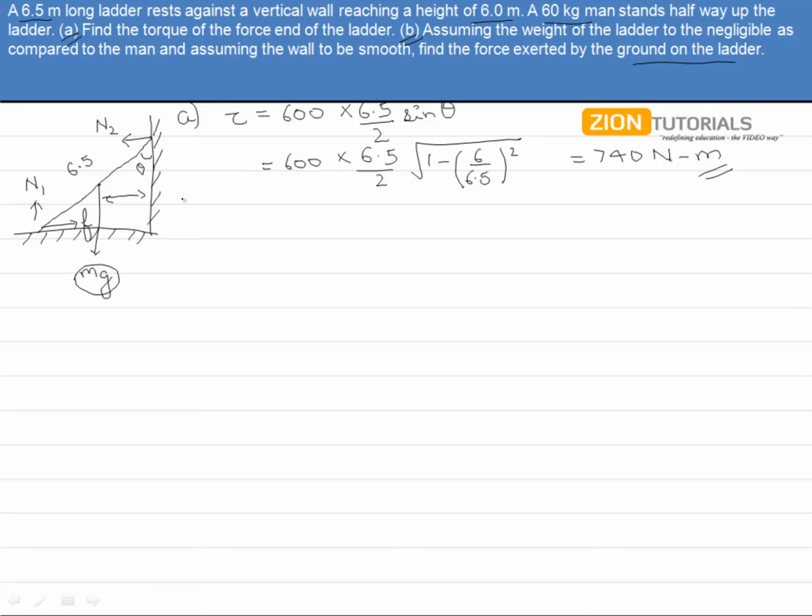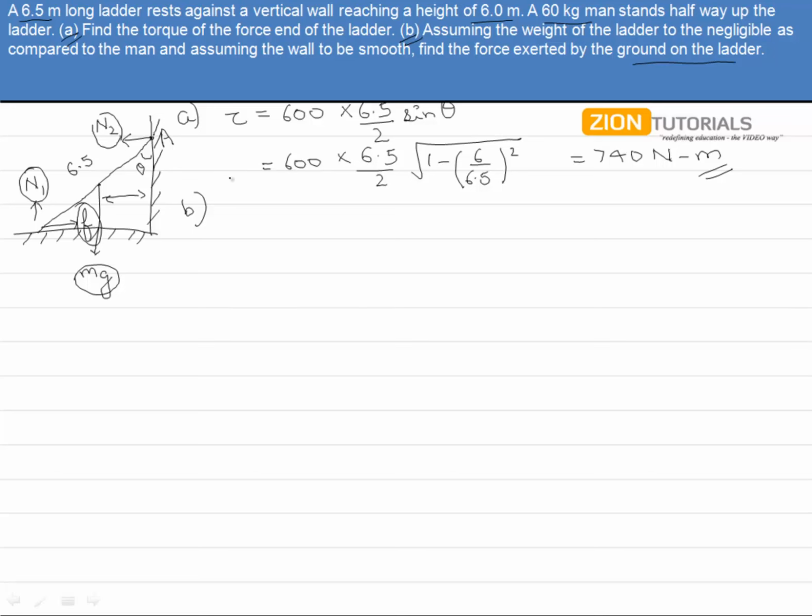Let us proceed to the second part of this question, in which we need to find out the forces by the ground. Since we need to find out N1 and F, let us balance the torque about this point A. Why are we taking this? Because the torque due to N2 will become 0, and therefore one variable will be reduced.